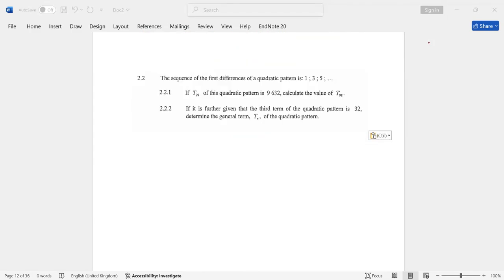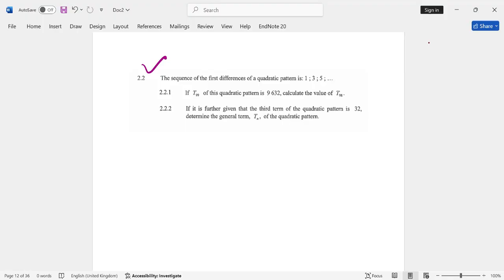The next question is 2.2. The sequence of the first difference of the quadratic pattern is 1, 3, 5, and so on. So 2.2 has two subparts. 2.2.1: if T99 of this quadratic pattern is 9632, calculate the value of T98. And the second part: if it is further given that the third term of the quadratic pattern is 32, determine the general term Tn of the quadratic pattern.